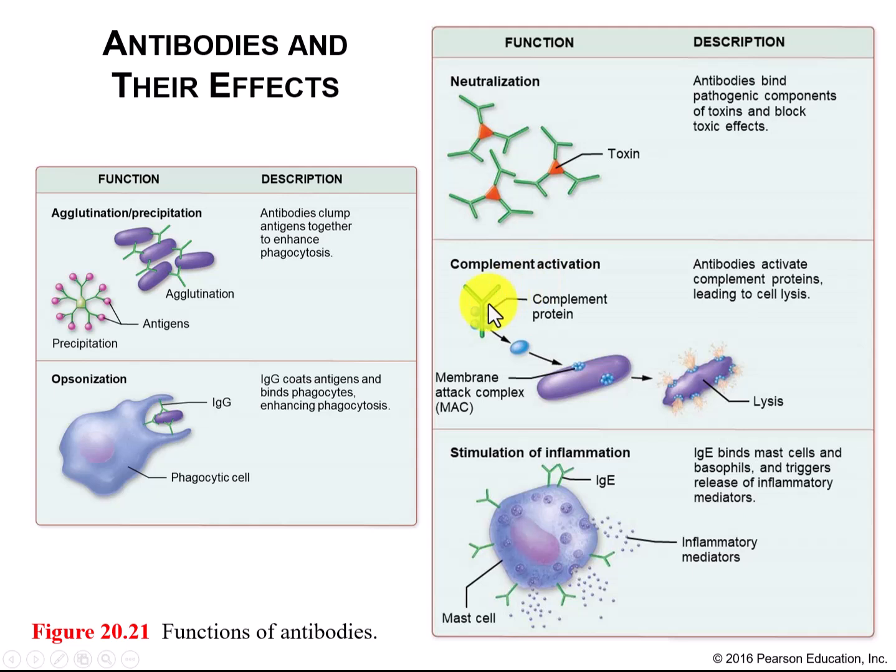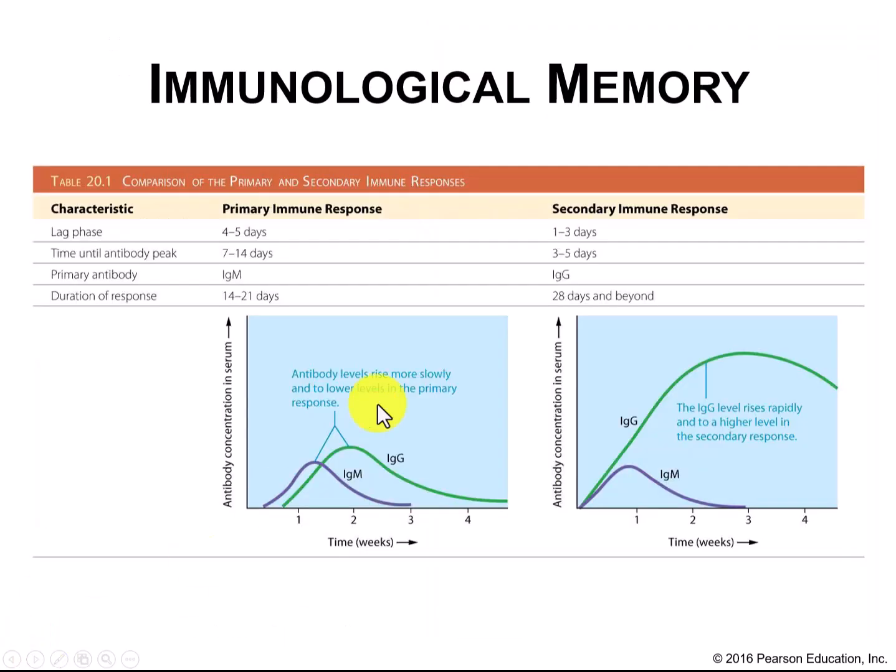Antibodies react with complement, lead to cell lysis with our membrane attack complex, and so they help to enhance complement activation. And then stimulation of inflammation, we just saw with IgE, is going to bind to and stimulate mast cells or basophils to release those inflammatory mediators.